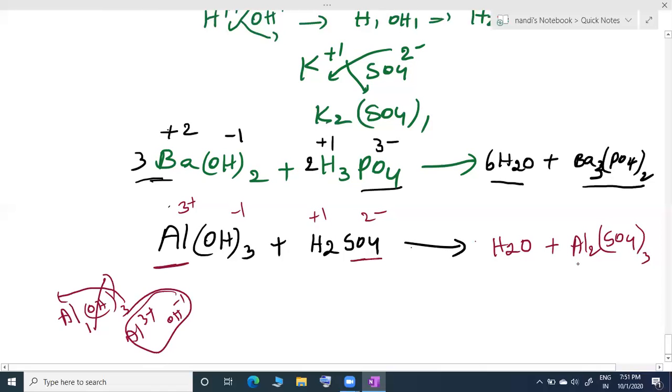So now we can balance. Here 2 aluminum is there. Product means how much here? Reactant also 2. I can write 2 here. How many sulfates here? 3. So here should be 3. Now count how many OH is there. How many total? 2 into 3. So how many OHs? 6. So 6 water molecules. Got it?